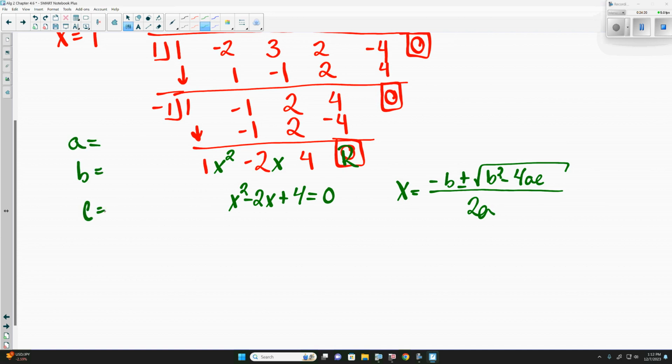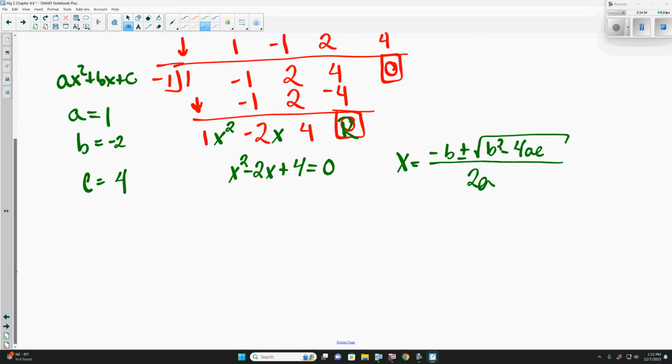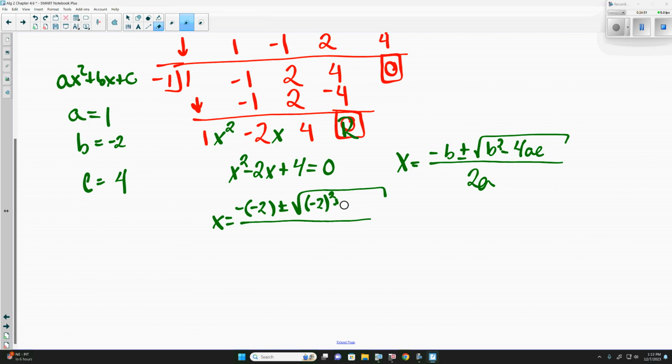Now the values of a, b, and c for this here. A is 1, b is -2, and c is 4, because it's going off our ax squared plus bx plus c. Negative b, so 2, plus or minus the square root of -2 squared, or b squared, minus 4 times a, which is 1, times c, which is 4, all over 2 times a, so 2 times 1.